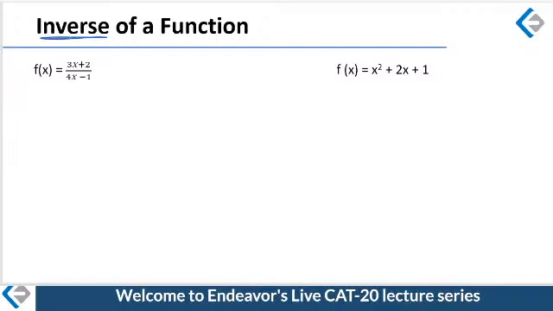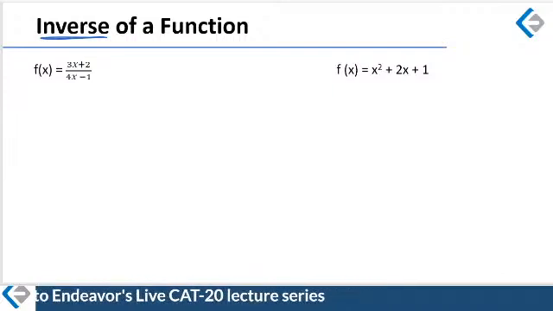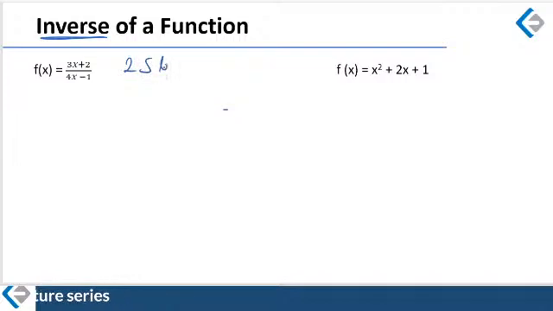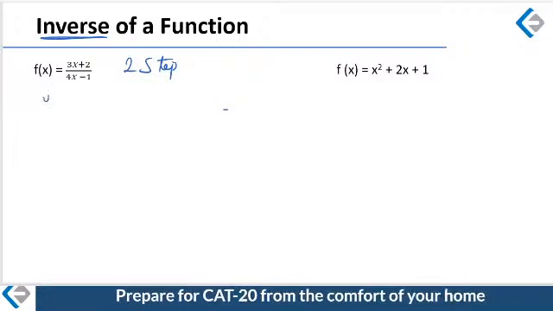Inverse of a function. Right now, how do I find the inverse of a function? It's a two-step process. What is given to me? What is given to me is y is equal to 3x plus 2 divided by 4x minus 1. You may say, hey, where is y here?